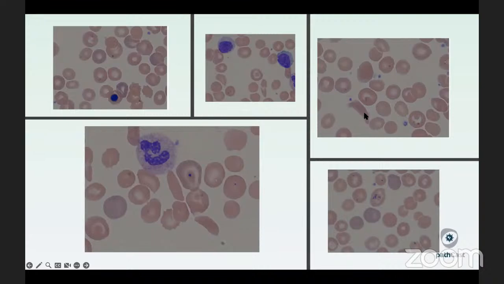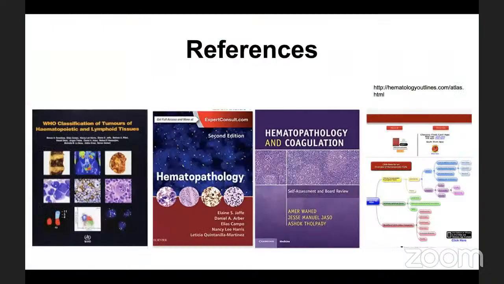You can see sickle cells like this one. You can see the Howell-Jolly bodies. So these are all morphologic features that can be seen in patients with sickle cell thalassemia, especially with post-splenectomy.